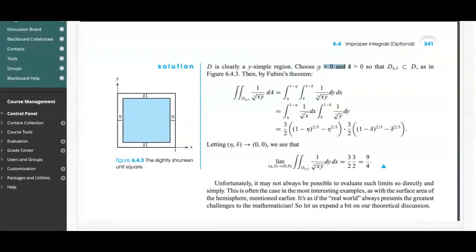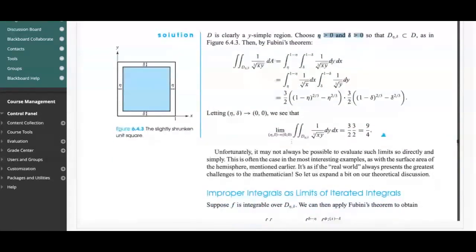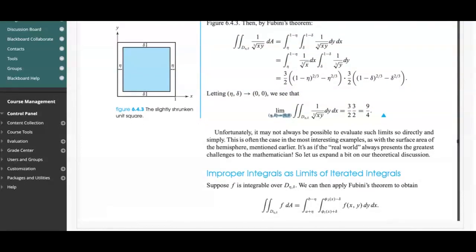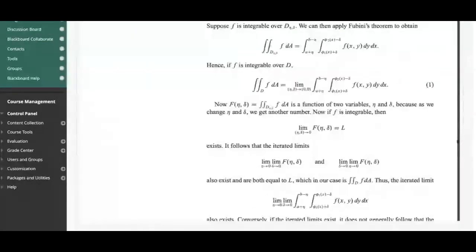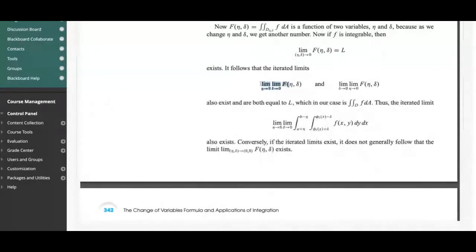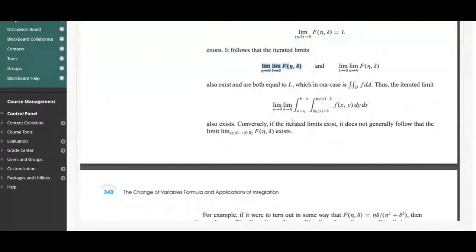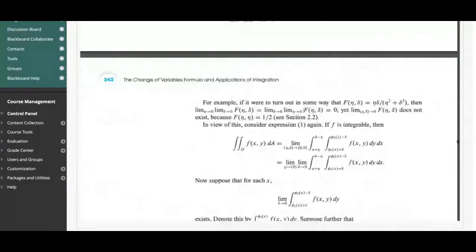So we use these two variables, dummy variables. We say, okay, these are positive numbers, so we get rid of 0. But then in the end, we take a limit. We let those two variables approach 0, 0. So, you know, mathematicians are very smart. They figure out ways to get around problems. Similar idea. Exactly similar idea.